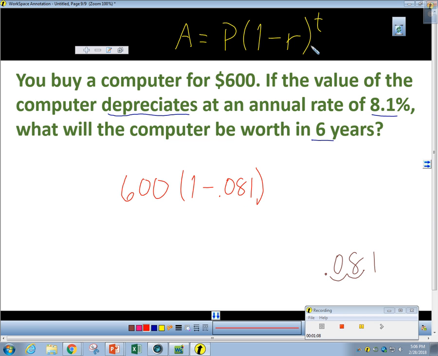And then T is the time. It's the number of years. So that's going to be 6. And we just have to punch this in a calculator now. And when we do that, we are going to get approximately $361.45 when we round it off. So that's how much your computer is going to be worth in 6 years if it's depreciating at that rate.